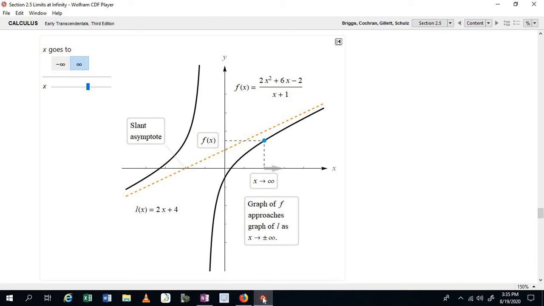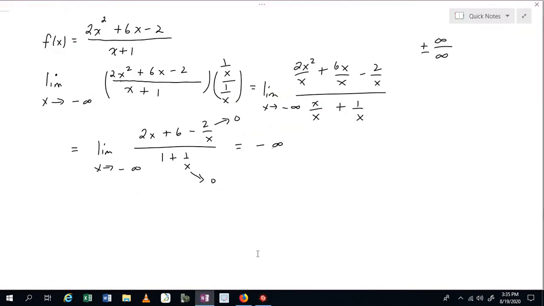Well, what you do to find the slant asymptote is you divide this rational function out using long division. Okay, so I'm going to go ahead and do that. Let's start with 2x squared plus 6x minus 2. And then using long division, we're going to divide that by x plus 1. Now, the way you perform long division is you take this first term here and you divide it by the first term here.